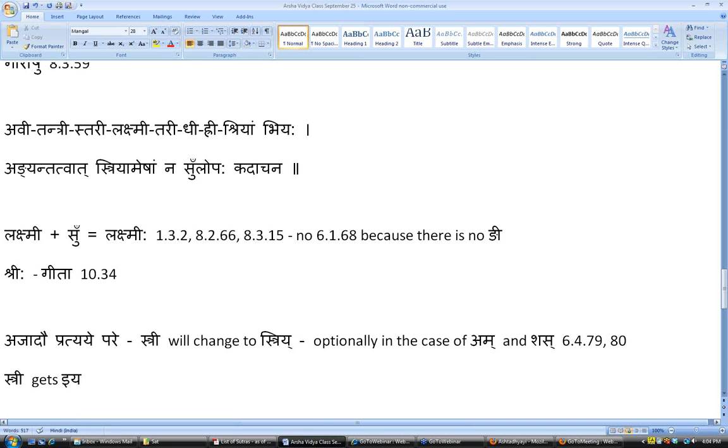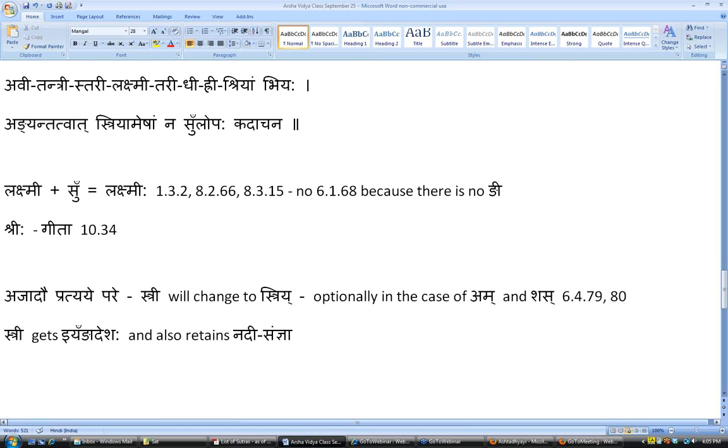Iyang Adesha, and also retains Nadi Sanya. That is the speciality. So you get all the Nadi Karyam, which are the 4 rules which you saw before: Mata Nadya Rasvaha, Nadyaha, Nadya Ponut, Niram Nadya Mibhya. So these 4 will come, and in addition you'll get the Iyang Adesha.